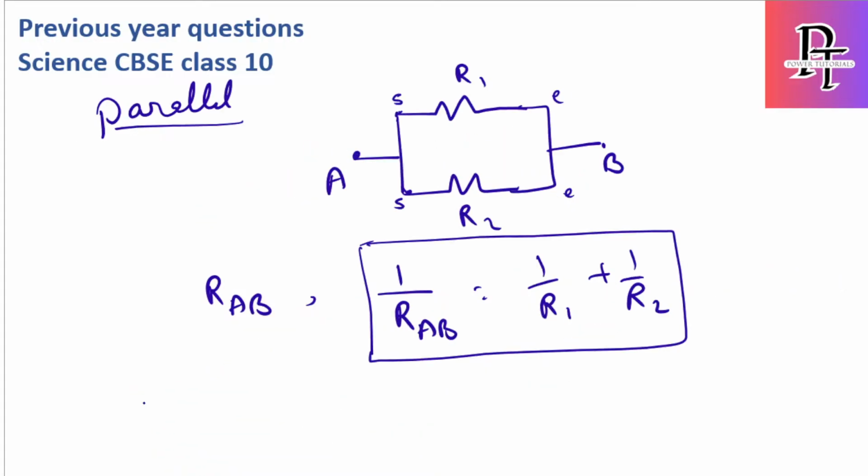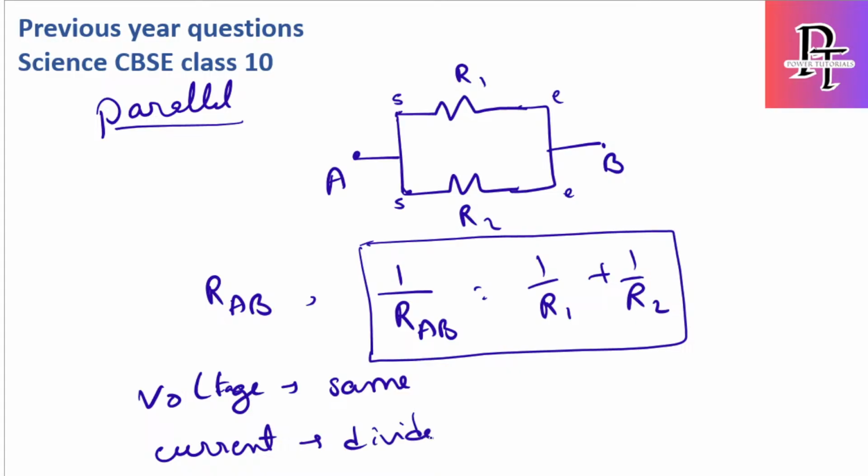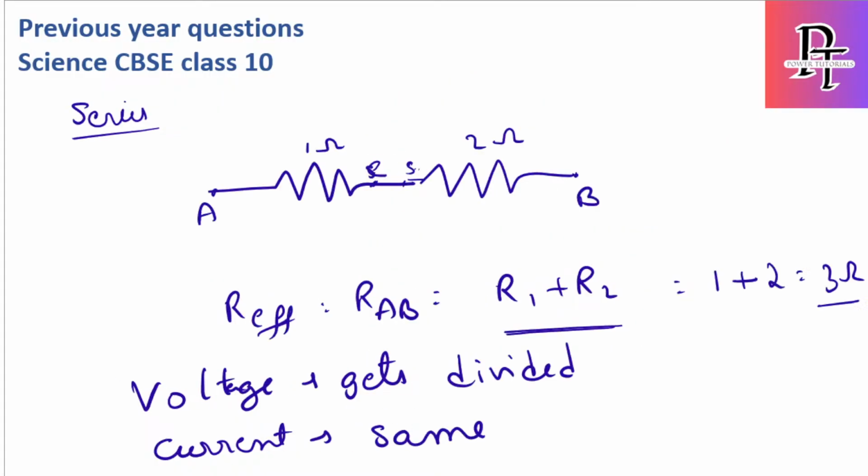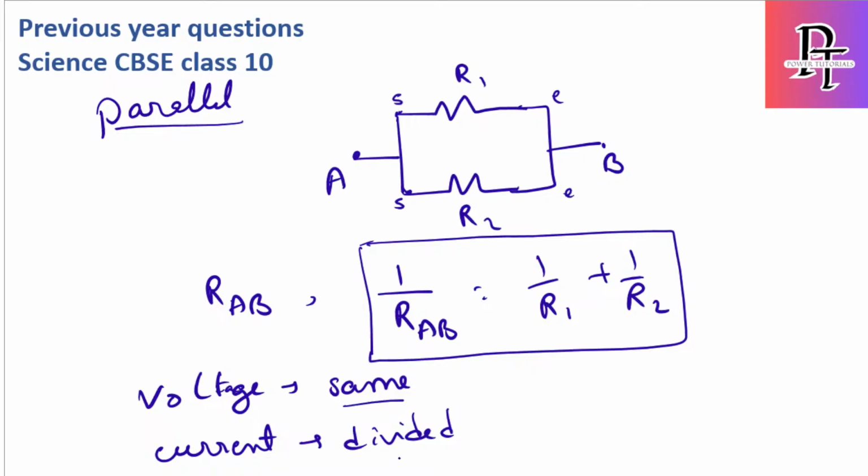And for parallel, voltage will be the same. Voltage is the same for parallel connections, whereas current is divided. So we can see this is just the opposite of the series connection. What I told in series connection, voltage will get divided and current will be the same. But in parallel connection, voltage will be the same and current will be divided. I'll show here how it is divided.